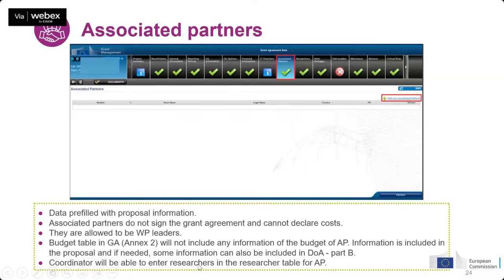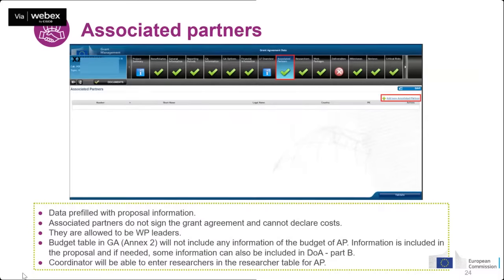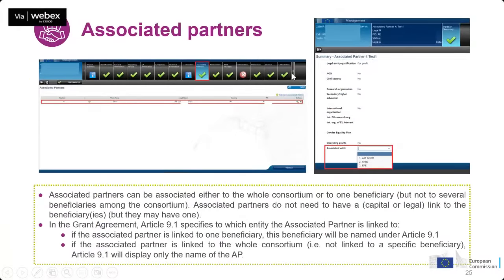So for the researchers, because we are also asking you to identify the researchers, you can also add the researchers for the associated partners, but this must be entered by the call coordinator, because associated partners do not have rights to work in our tools. So if you click into one associated partner, then we will have here all the information that we have. They don't have to be validated, but we are asking some information in the proposal for these associated partners.